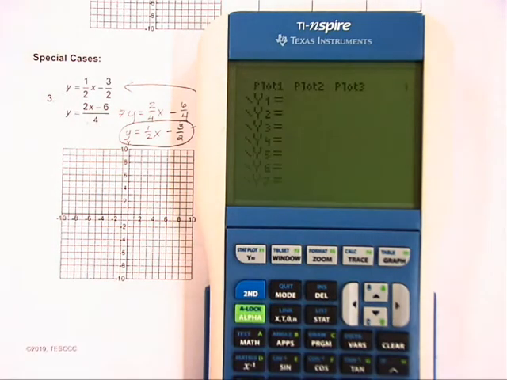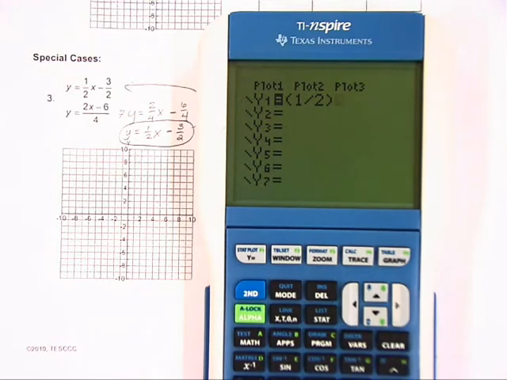So y equals, make sure it's cleared out. And for the first one, I'm going to put 1/2 x. I'm going to open my parentheses. So you do the same. So it's open parentheses, 1 divided by 2. Close your parentheses, because that's the number in front of the x. The x goes outside the parentheses. Then put your x.